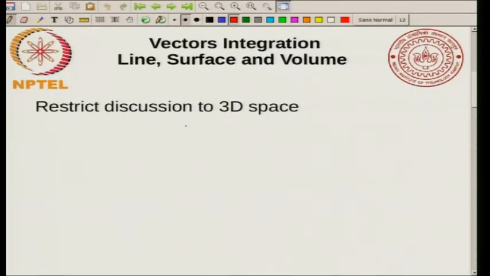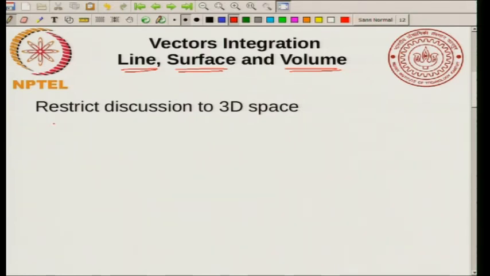So, this is part of vector integration, and in vector integration there are 3 kinds of ways to integrate vectors. Now, let's just step back a little. We will restrict this discussion to 3-dimensional space. All this talk about line integrals, surface integrals, and volume integrals will be restricted to vectors in a 3-dimensional space.